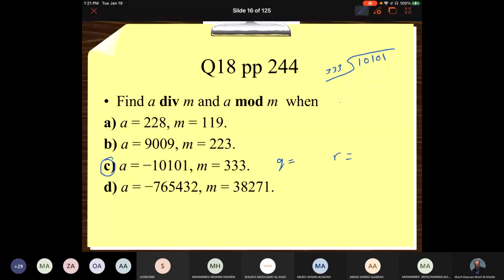خلينا نسويها مع بعض. So 101, I cannot divide it by 333, صح؟ طيب. So 3 times 3, this is 9. 3 times 3, this is 9. مظبوط. و 3 times 3, this is 9.